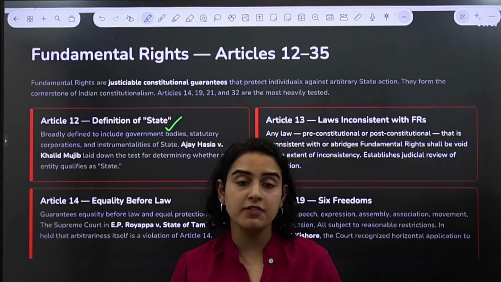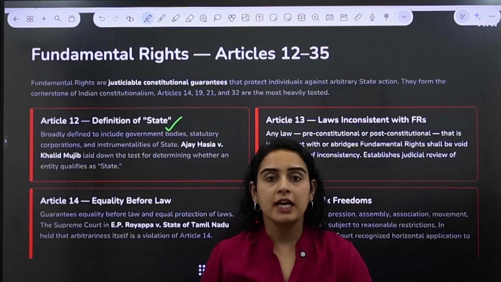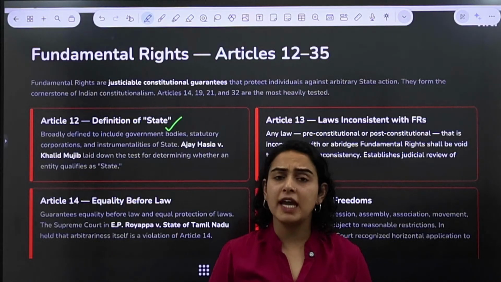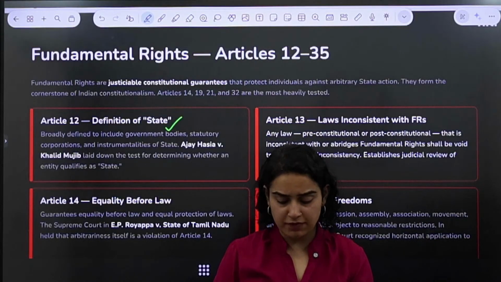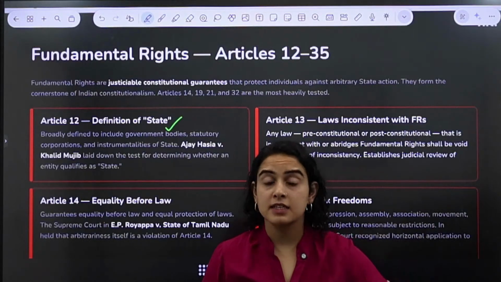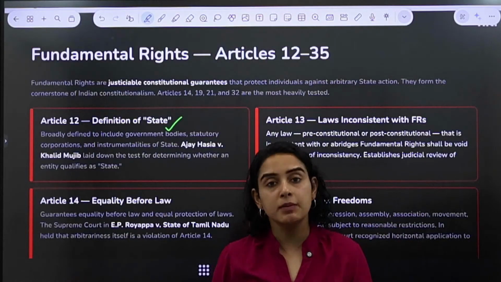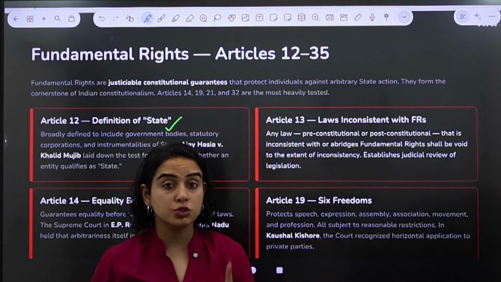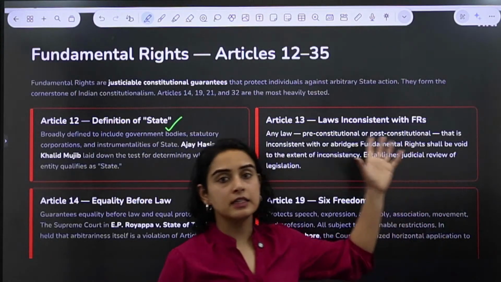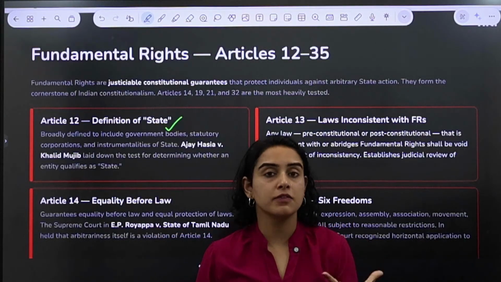Then we have Article 13 of the Indian Constitution, which says something really simple. If the parliament or the lawmakers make any law which is inconsistent with the fundamental rights, which means it is a law against the spirit of the constitution, against whatever has been given in the constitution, and against the fundamental rights of a citizen, then the judiciary has the power to strike that law off under Article 13. So these two provisions tell us how important the fundamental rights are.